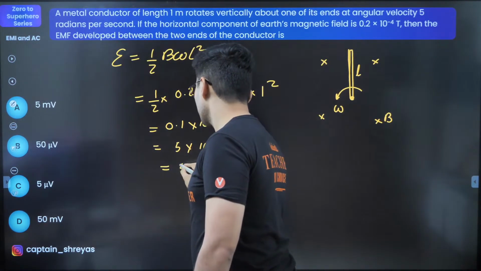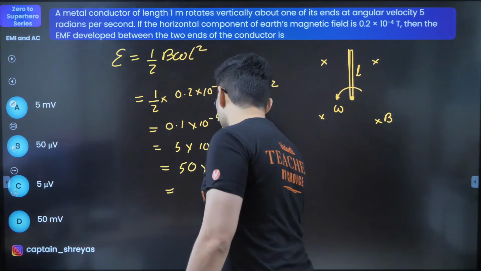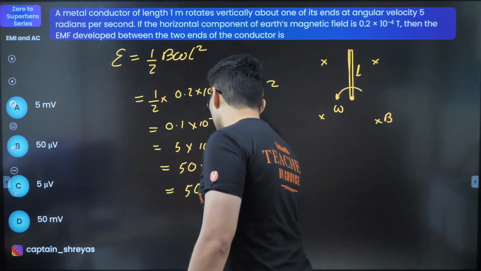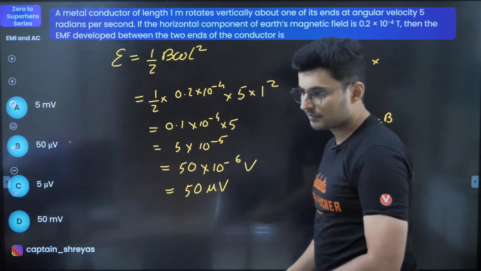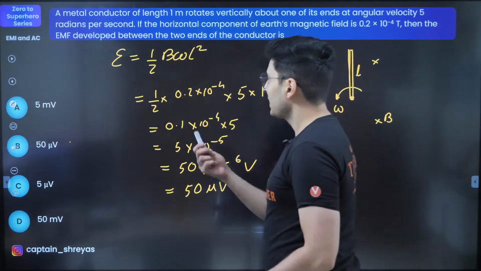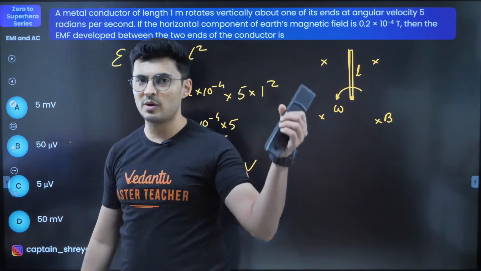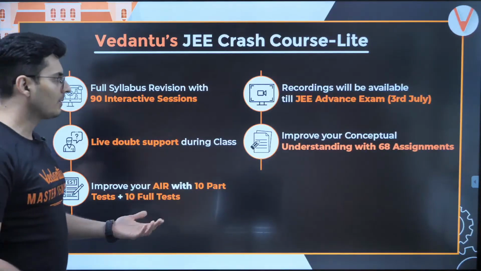So you can write it as 50 into 10 to the power minus 6 volts, which is 50 microvolts. Option B. There you go. Done. Standard, no problem. I gave you this formula also, I discussed with you. That's it. I think we have come to an end.